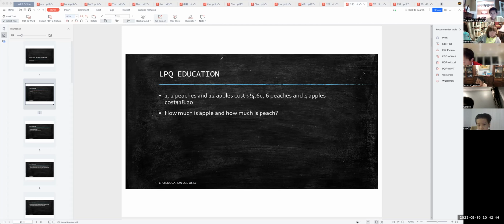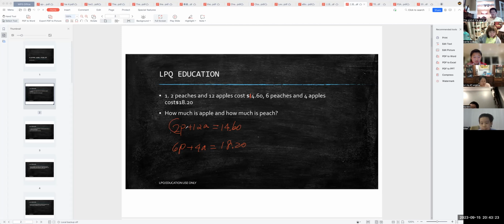Okay, so how do we do this question? It's pretty easy, right? So 2 peach plus 12 apple equals $14.60, right? And 6 peach plus 4 apples equals $18.20. I found a lot of students, when they see the decimal, get confused. Peach and apple cost 4.60? No, that's what I thought as well. I said just now, this is a 10, it's 14.6. Oh, I didn't realize that. Right, and then you can't do it, right?